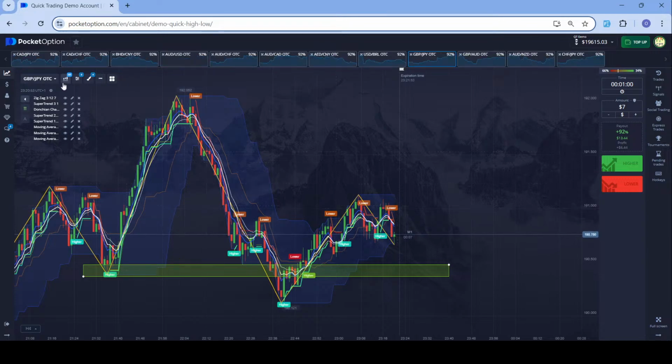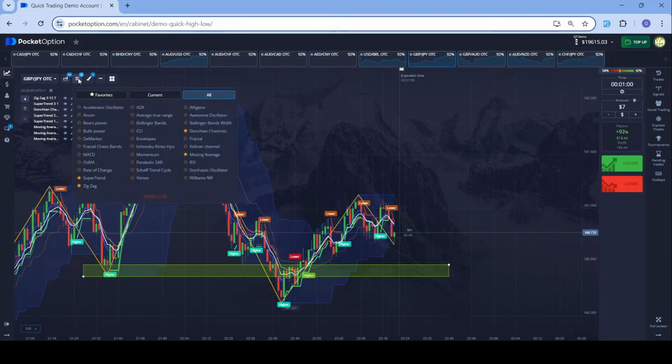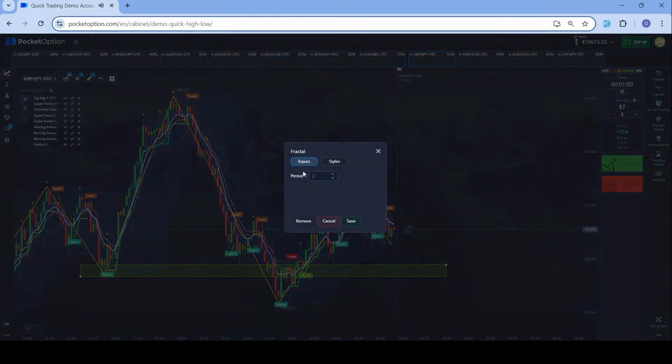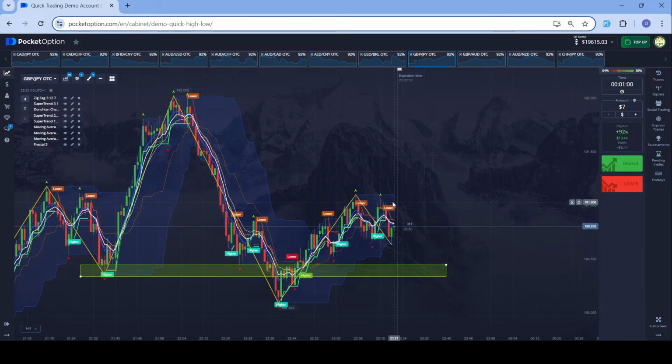Let me add one more indicator. I'm going to add factors. Let me add factors and set the period to 3. Let me set it to 3 so that we can be able to know when the market has gotten to its limit and to know when to take a trade.